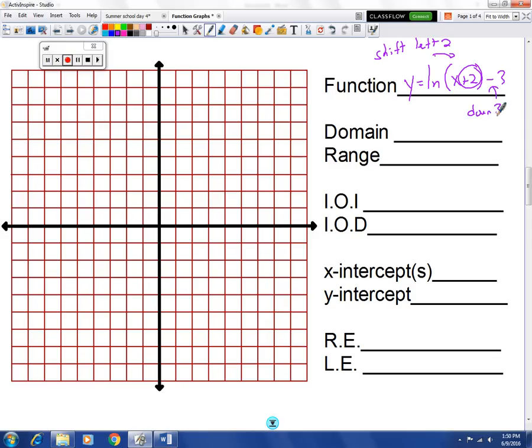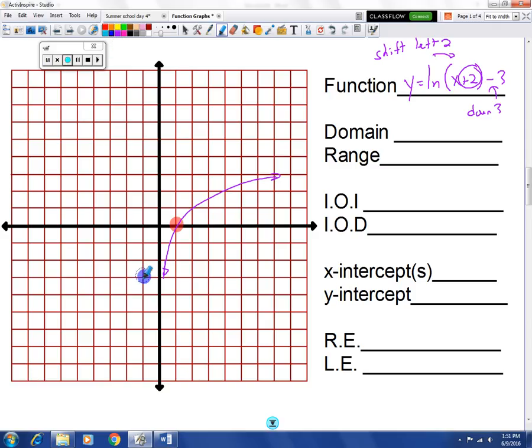So you got 2 shifts that you need to do, and it doesn't matter which one you do first. Just imagine what the natural log graph looks like, the parent function. It looks like this. We're going to shift that 1 point. That's all we need, that 1 point. We're going to shift it left 2 and down 3. So that point would be that blue dot.